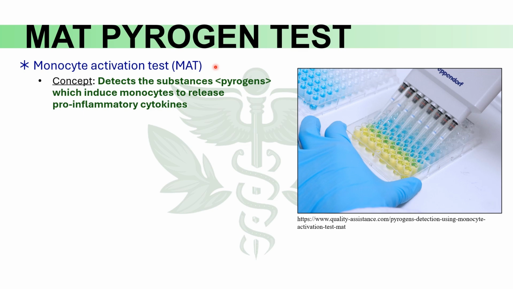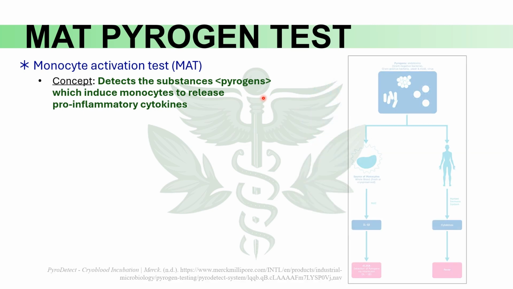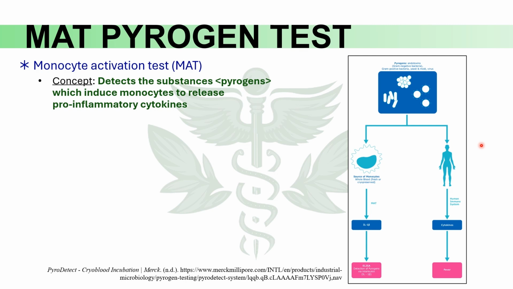The monocyte activation test is built on the concept of detecting substances which induce monocytes to release pro-inflammatory cytokines. It plays on the concept of mimicking the immune response. Just like humans react to pyrogens by releasing cytokines and developing a fever, a sample of monocytes react to pyrogens by releasing cytokines as well, which are counted using the ELISA technique.